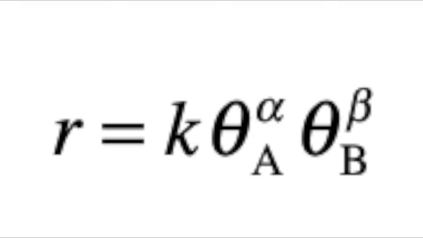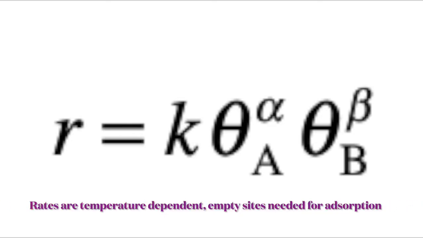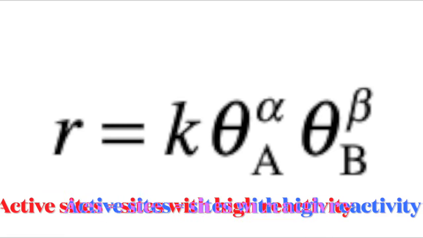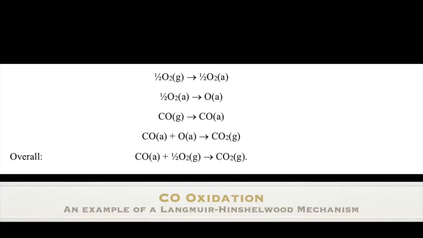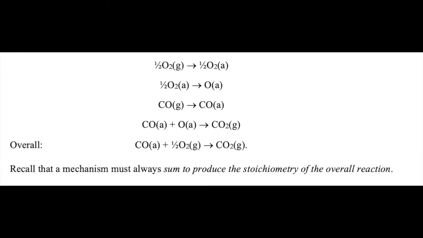Langmuir-Hinshelwood kinetics is expected to depend strongly on the surface temperature and the availability of adsorption sites, particularly if the reaction occurs predominantly on special active sites. An example of the Langmuir-Hinshelwood mechanism is CO oxidation. Recall that a mechanism must always sum to produce the stoichiometric overall reaction, hence the need for the stoichiometric number 1/2 in the first two steps.